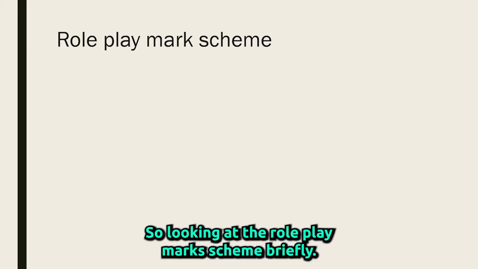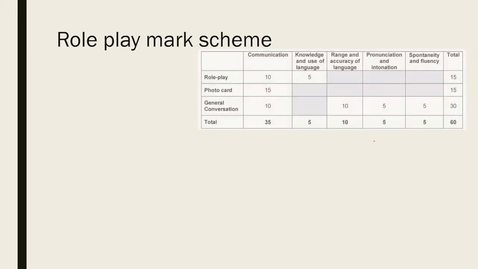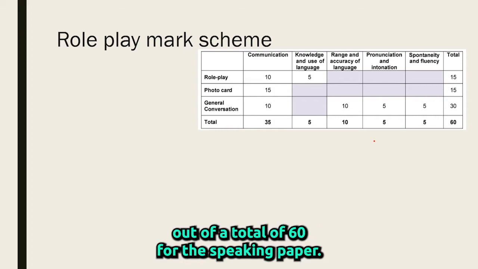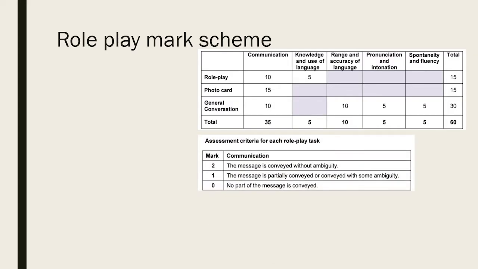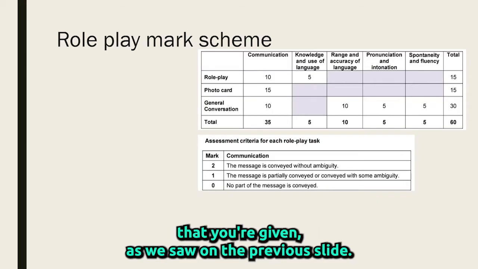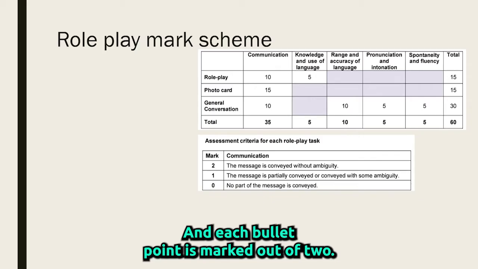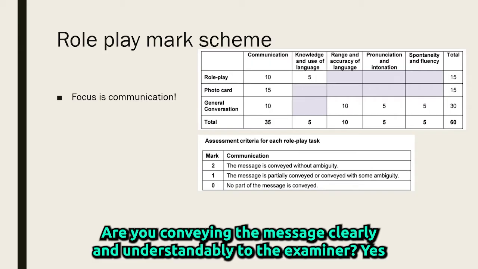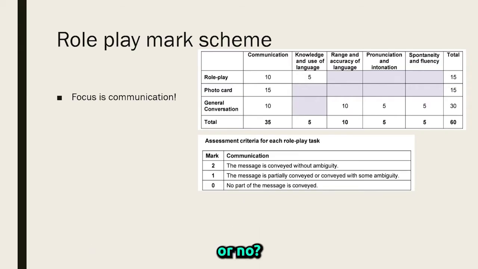So looking at the roleplay mark scheme briefly, as you can see, the roleplay is worth 15 marks out of a total of 60 for the speaking paper. You've got 5 bullet points on your roleplay card that you're given, as we saw on the previous slide, and each bullet point is marked out of 2. So the focus is really on communication. Are you conveying the message clearly and understandably to the examiner, yes or no?